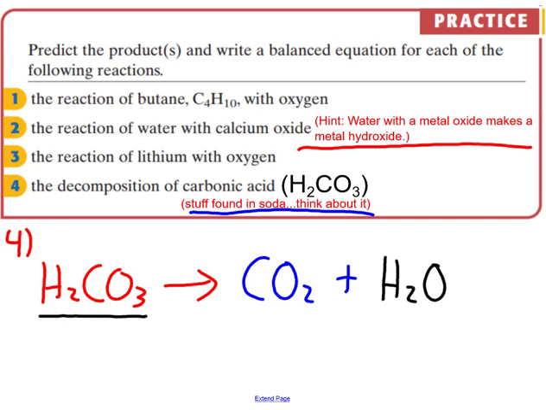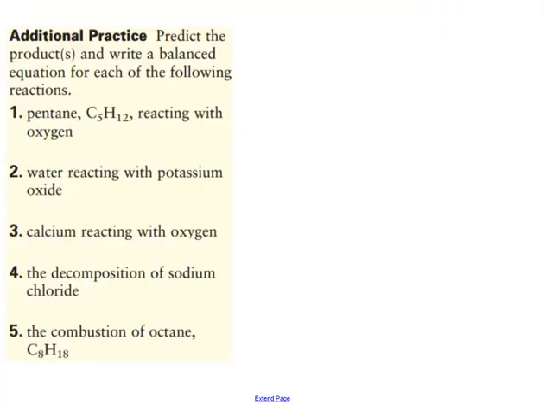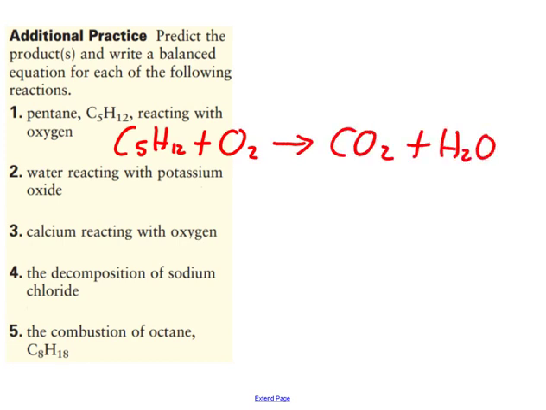I've got a few more practice problems, so let's see if we can try to work through these. So again, I would advise pausing as we go along these so you can kind of try to work them out yourself. Alright, number 1. We've got pentane reacting with oxygen. Well, we know what that means. It's combustion. Anytime a hydrocarbon is combusted, we get CO2 and H2O.